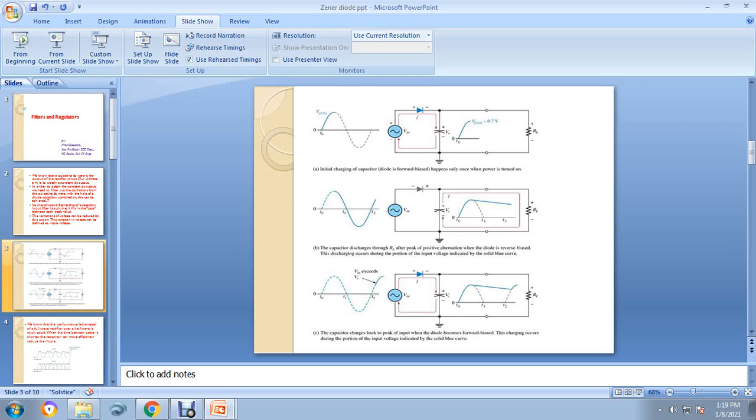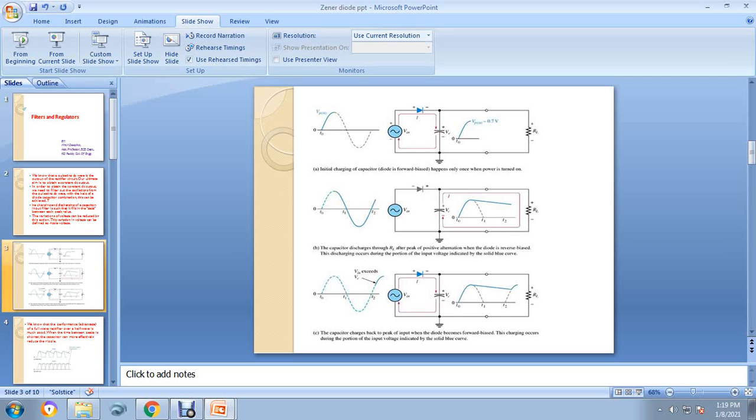Now see, up to discharging we have seen. Up to T2, the period from T1 to T2 is nothing but your negative half cycle. From T1 to T2 it is a little bit slow, but it remains in that position only. Then again from T2 onwards, after 0.7 V, it starts.